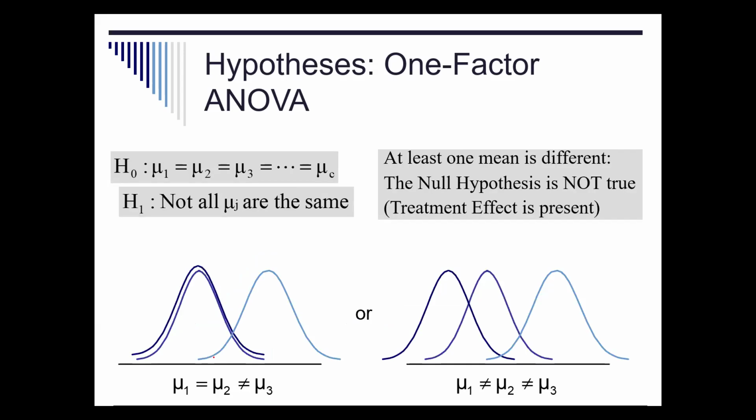And then it could be some of them are the same, like mu1 equals mu2, but not equal to mu3. Then mu3 is totally different from mu1 and mu2. Population number 3 is totally different from population number 1 or 2. And then maybe all of them are different: mu1 is not equal to mu2, not equal to mu3. All of these are possible, especially when we have more population means and more possible arrangements.